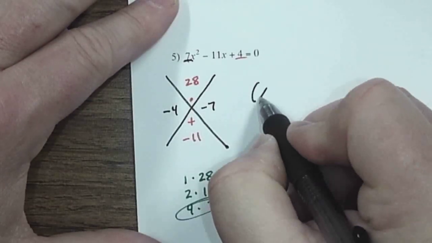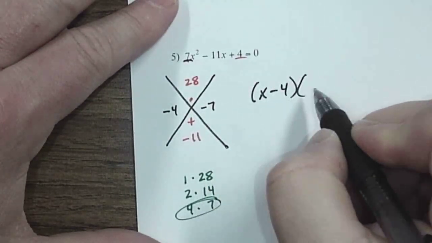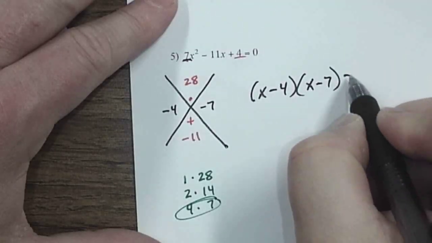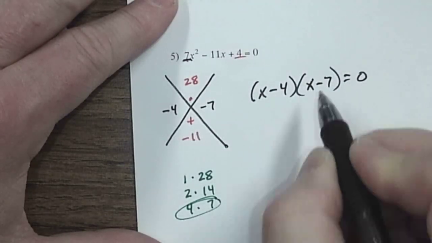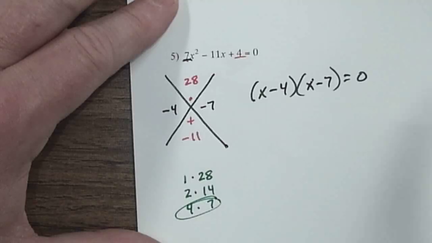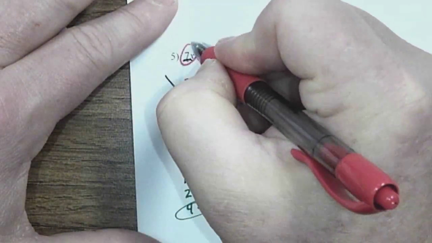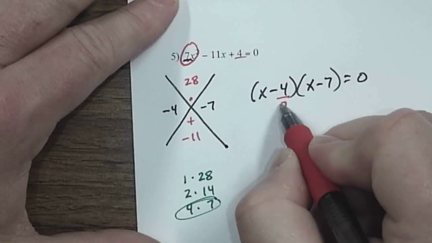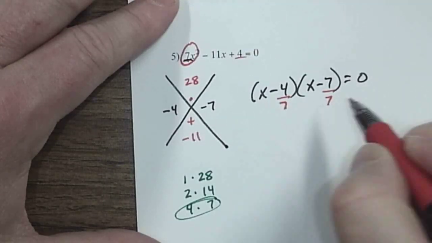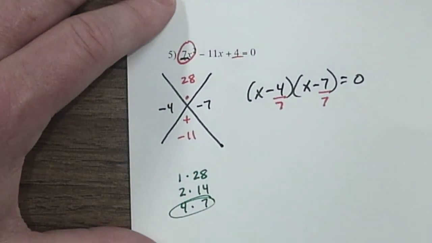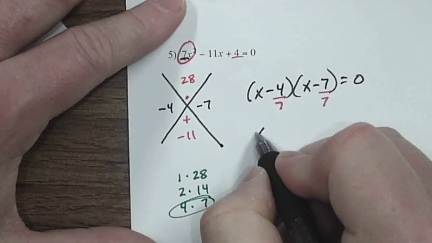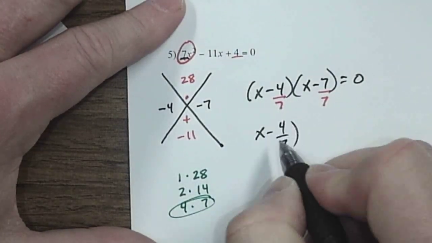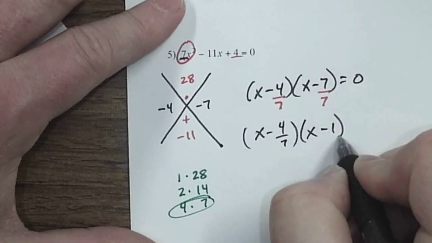Now, don't mess up and think that, oh, these are my answers, and I get 4 and 7. Remember, when you have a coefficient greater than 1, you must incorporate that by dividing your factors by 7. So this becomes x minus 4 over 7 and x minus 1.